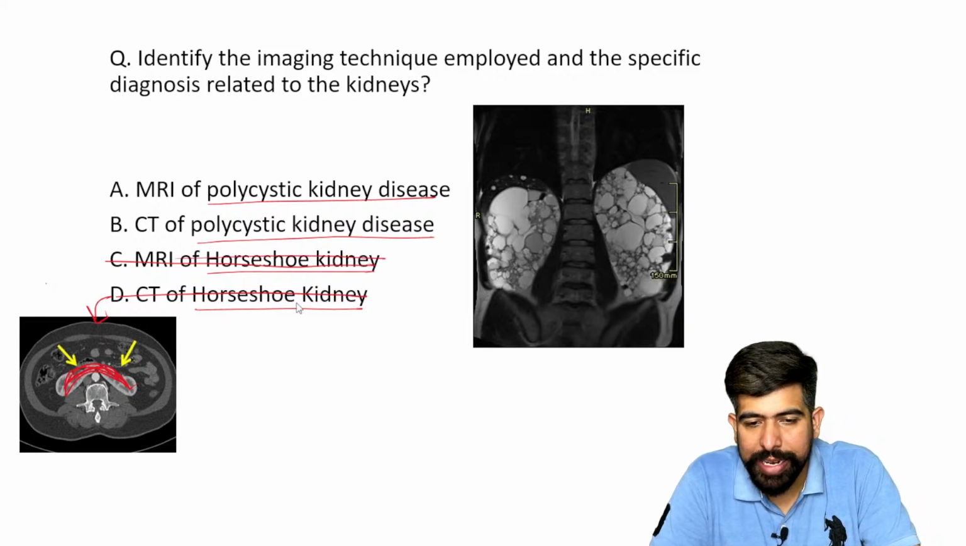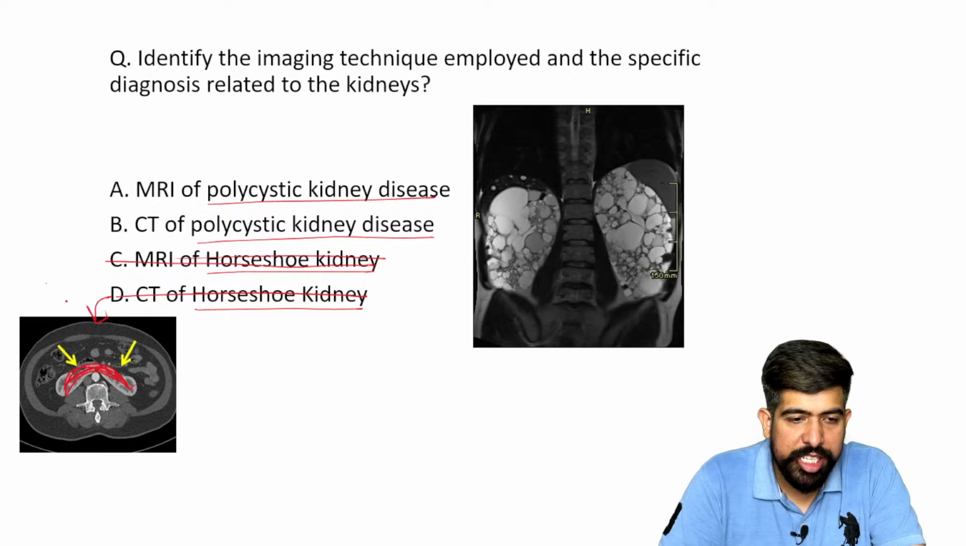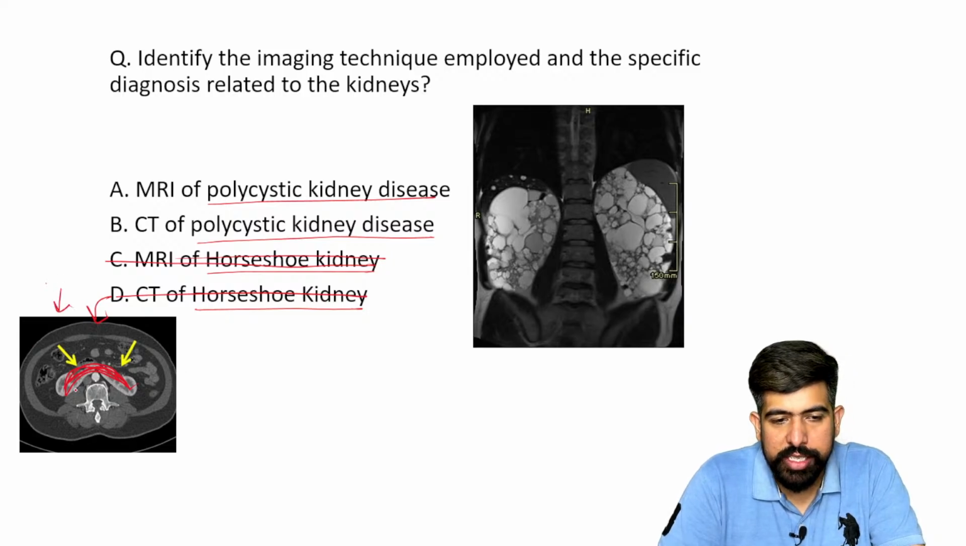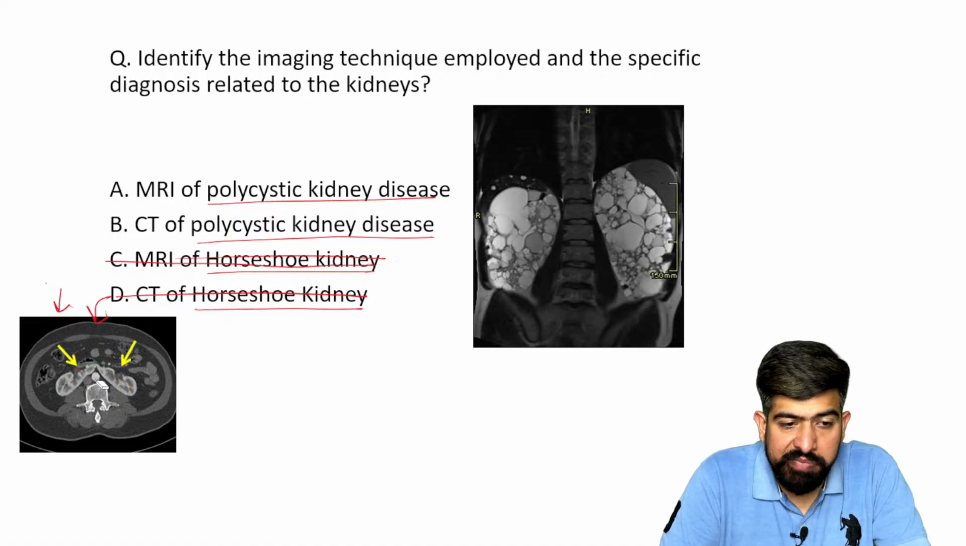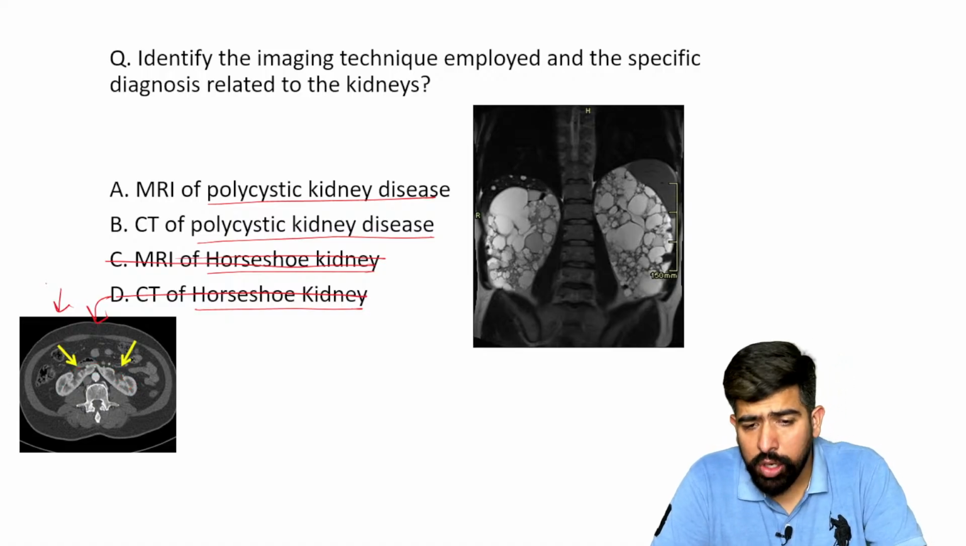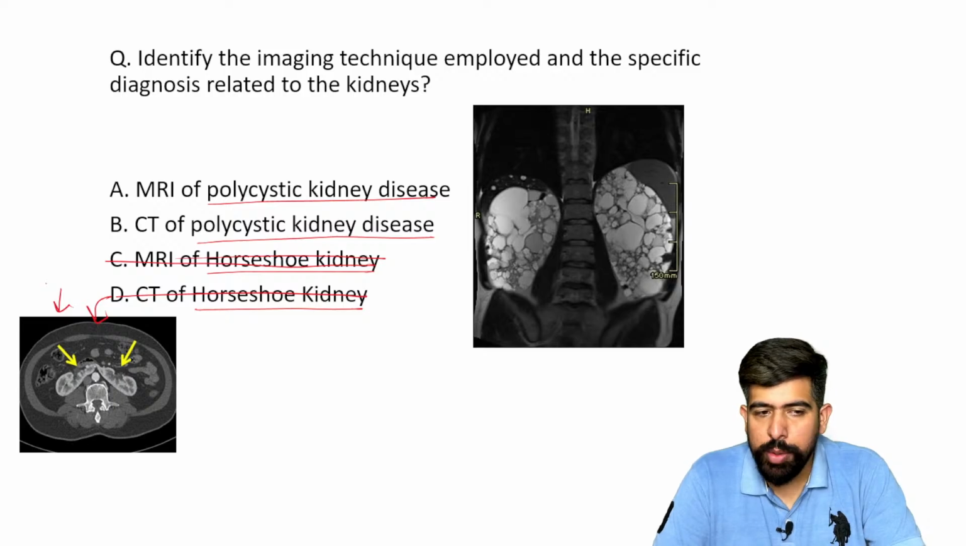But now my question to you guys. Yes, option C, doctor, not possible. I just added this horseshoe kidney image. Sorry for it, guys. I'm not asking you about this. Okay. Now, tell me, is it clear that this is polycystic kidney disease?